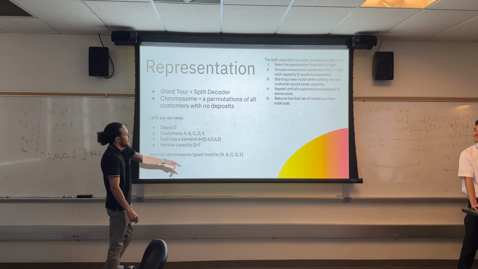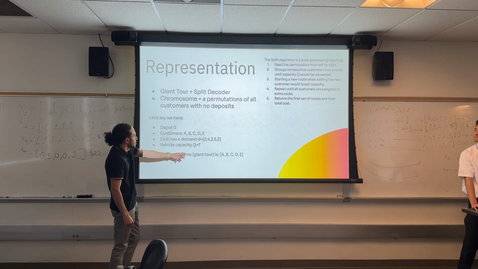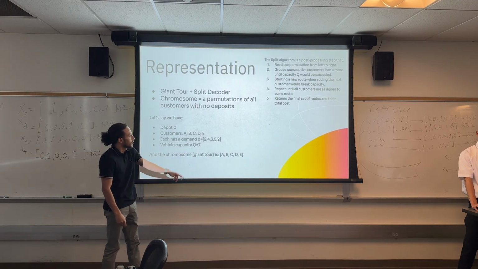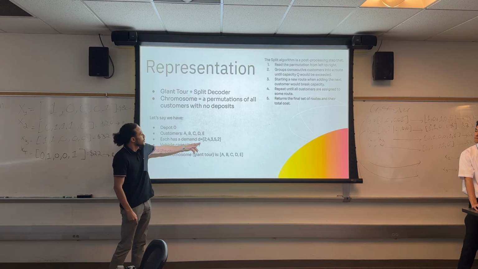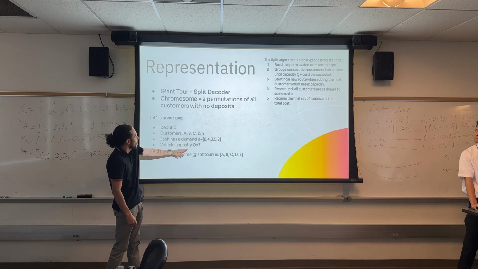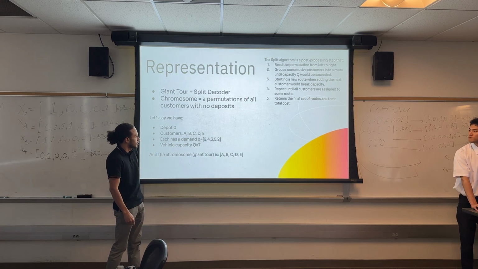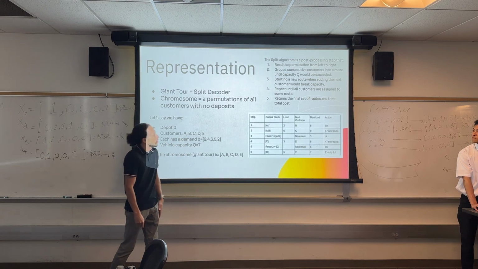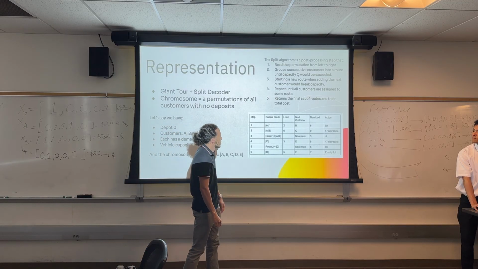We have A, B, C, D, E, just a random permutation. These are the demands: 2, 4, 3, 5, 2. So we need to fill those demands into the customers while our vehicle capacity is only 7. To do that, I'll go through it step by step.